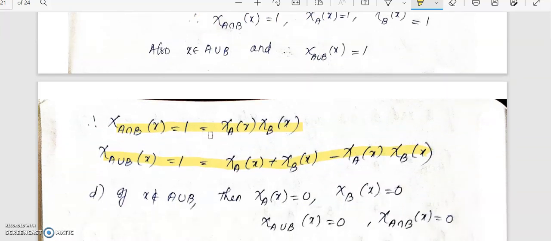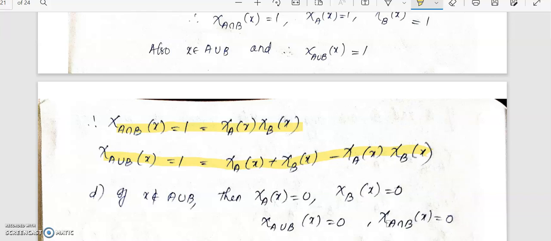Now the last case is when x does not belong to A union B. If x does not belong to A union B, it means x will not belong to A, x will not belong to B, x will not belong to A union B, otherwise x will not belong to A intersection B. So in this case all the chi values are equal to 0. So chi of A, chi of B, chi of A union B, chi of A intersection B, all will be equal to 0.